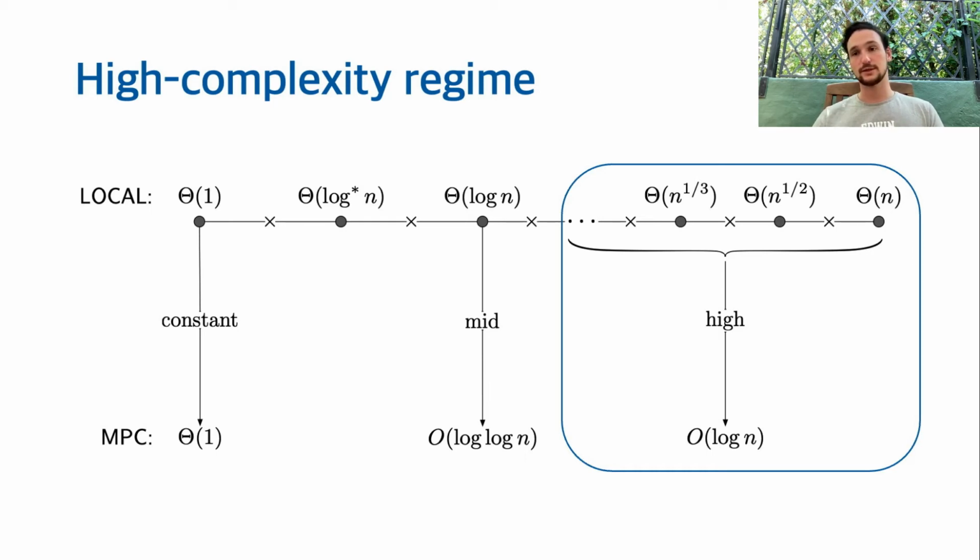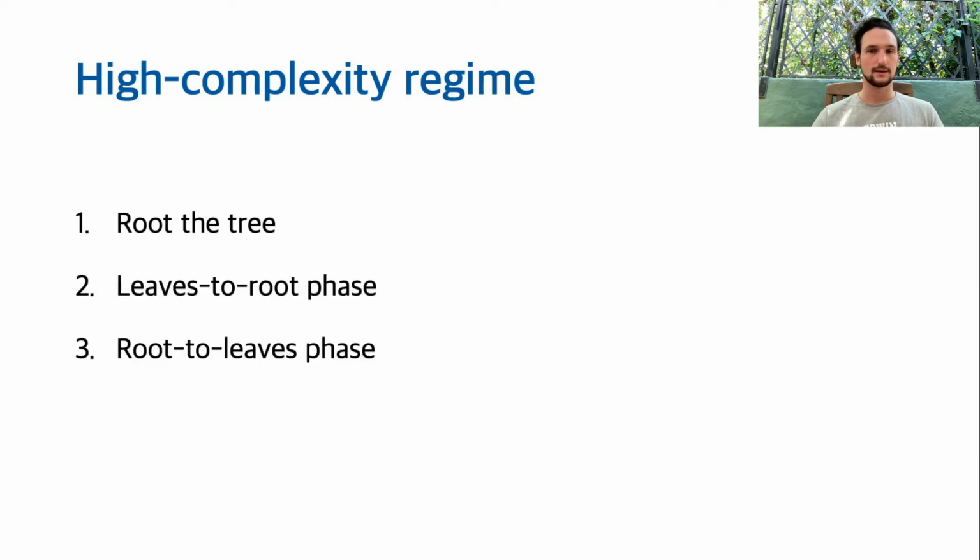And for this result, we do not use any prior works, but rather we explicitly provide for any solvable LCL problem an algorithm with a runtime of log n. And our approach consists of three phases: rooting a tree, then processing the tree from leaves to root, and then from root to leaves.